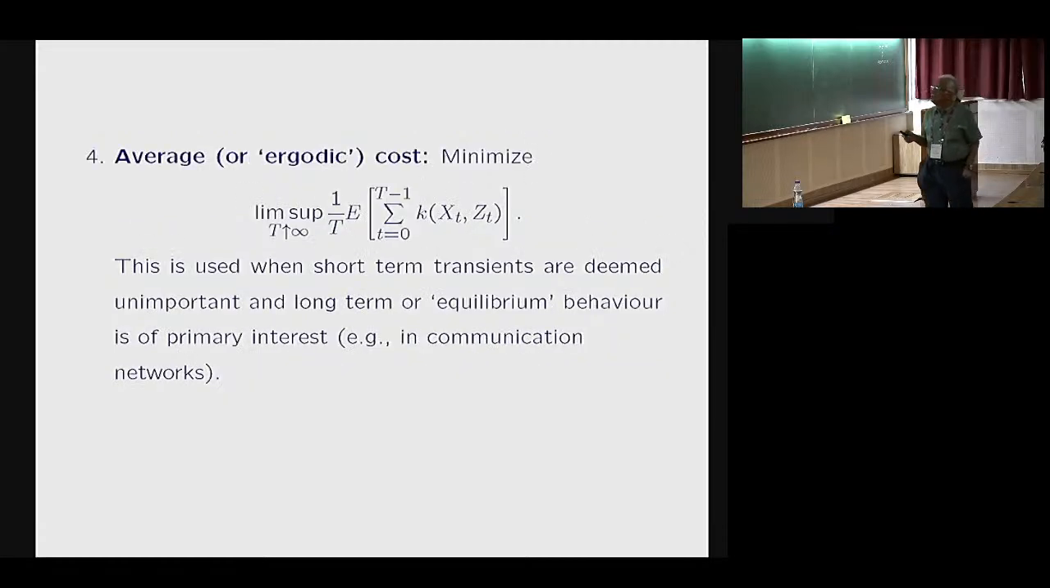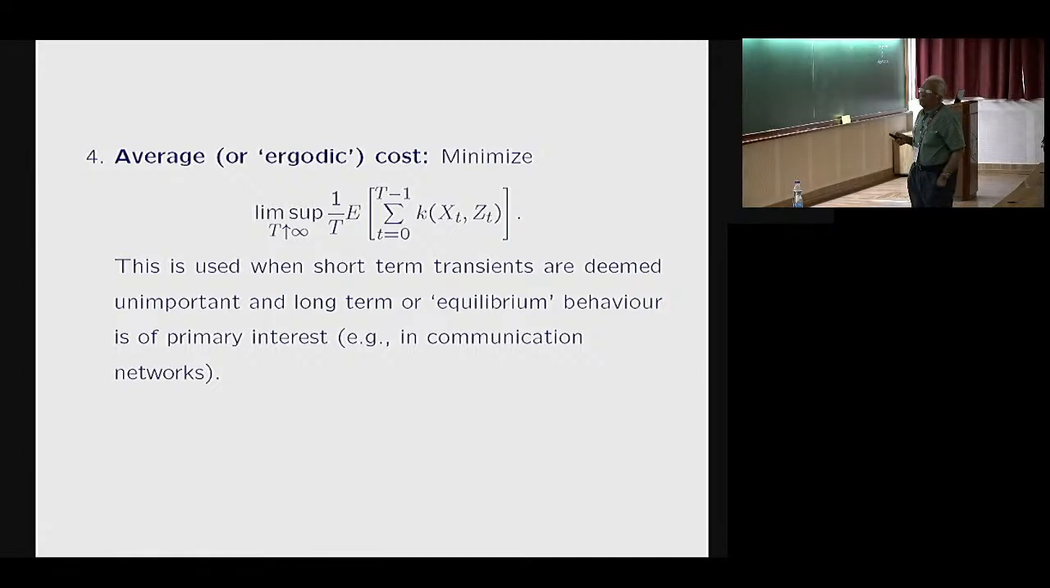This and the next are something I won't touch. They are more complicated. This is called average cost. So you just take the time average. What makes it difficult is that if you take any finite string, it doesn't depend on that. If you drop the first 100 samples, the quantity won't change. That makes it hard.